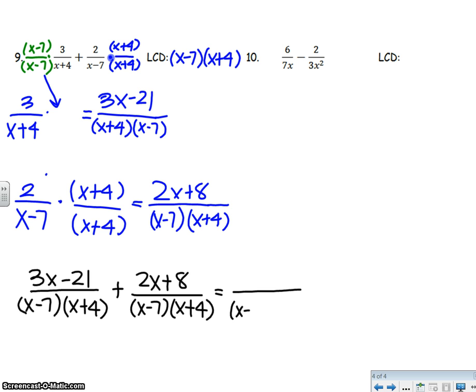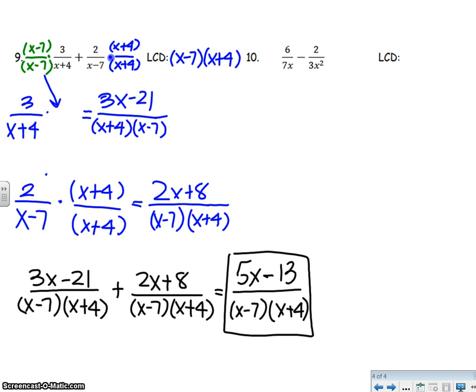So 3x plus 2x will give us 5x, and negative 21 plus 8 will give us negative 13, and that's over our common denominator of x minus 7 and x plus 4. There's nothing we can factor out of our numerator, so that's going to go ahead and be our answer.